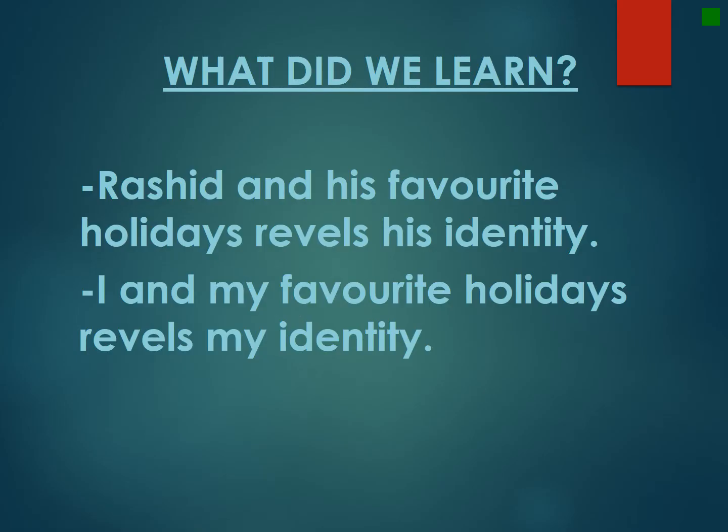So what did we learn in this lesson? We learned about Rashid and his 2 favorite holidays that represent his identity, that show his identity, right? And then we also learned 2 of our own holidays that represent our identity. And we also learned that tolerance is a very important quality that keeps a country in peace. If you can tolerate, you will always be in peace, and not only you, everyone. So revise the lesson to understand it better.